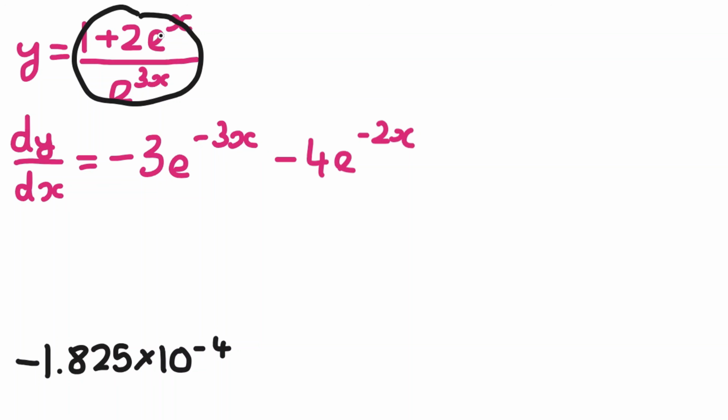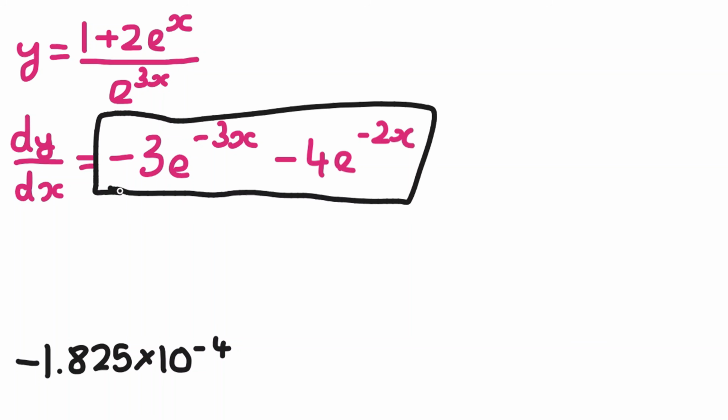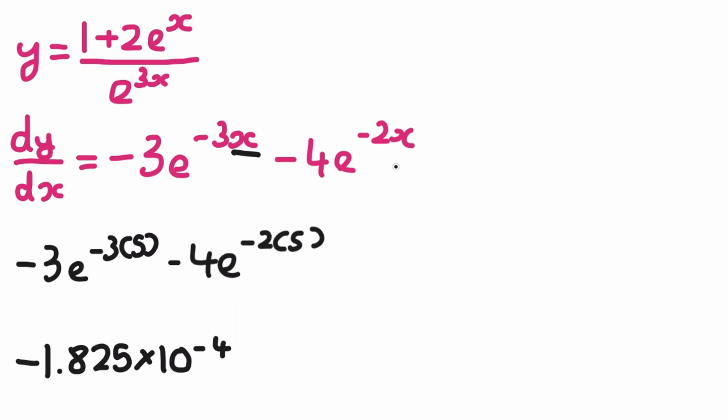So why is this useful to us? Because what we can do is sub in the same value of x into our derivative that we figured out in the question. So we used 5 in that particular example. So sub x is equal to 5 into this derivative here. So it's going to be minus 3e to the power of minus 3 times 5, minus 4e to the power of minus 2 times 5. And if you put this into your calculator, it also gives out a value of minus 1.825 times 10 to the power of minus 4.